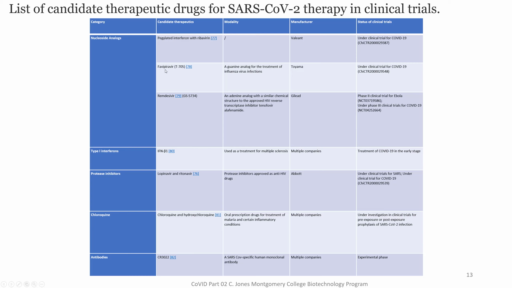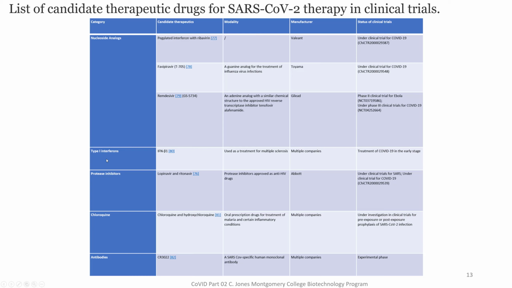But there's pegylated interferon, there's favipiravir, right? And I said that quickly so I didn't have to pronounce it correctly. But these nucleoside analogs interfere with the COVID RNA. All right, so these are targeted at the RNA.